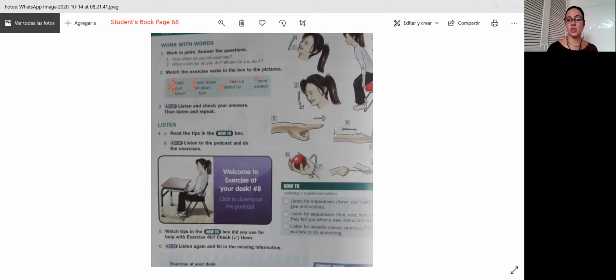Stretch. This is to stretch. They're showing you stretch out your arm in this direction. So that is to stretch. This would be number 8. And then turn. Turn, as you see the arrow, turn. So you turn her hand. Okay, that would be number 7.